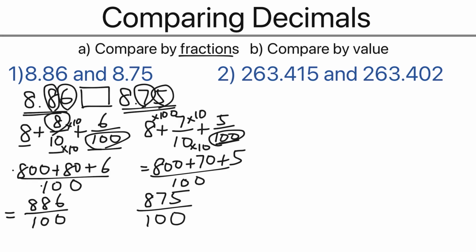Now that we have the improper fraction set up for both, and we see that the denominators are the same, 100, we can compare the value of 886 and 875 and come to the conclusion that 886 is greater than 875. And so in this case, we will put greater than as the answer for the first one.